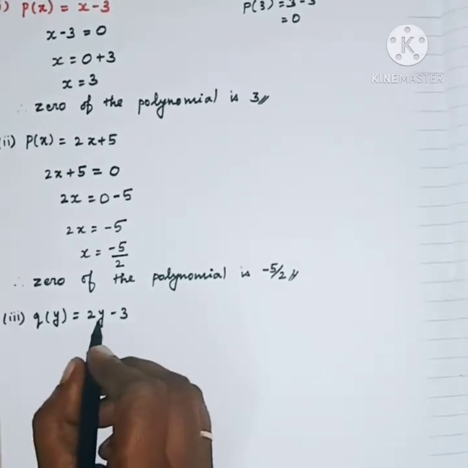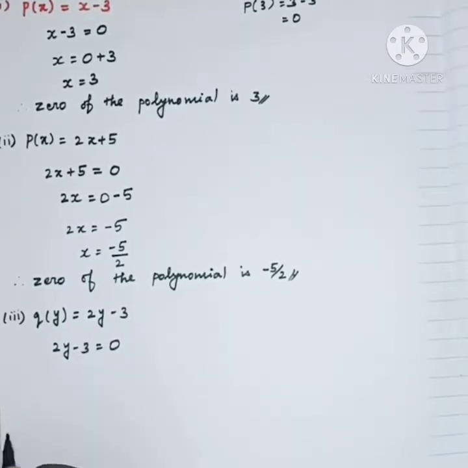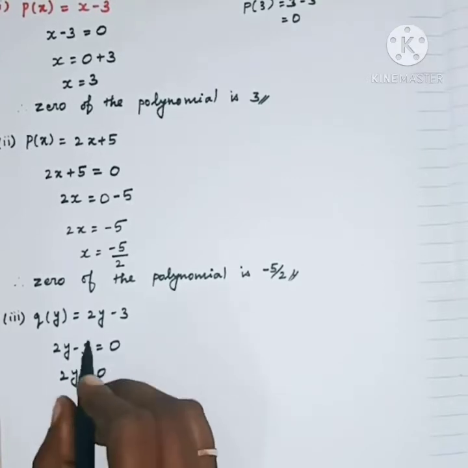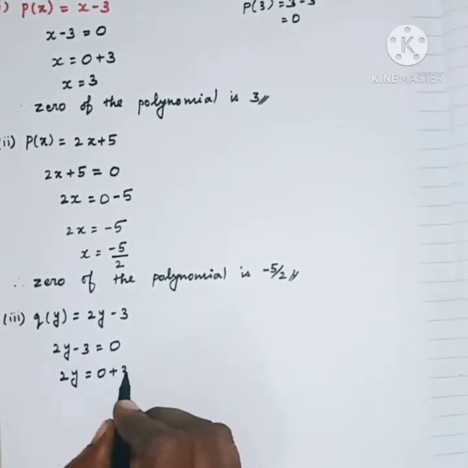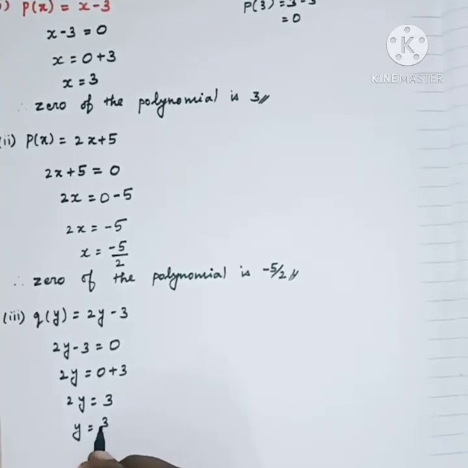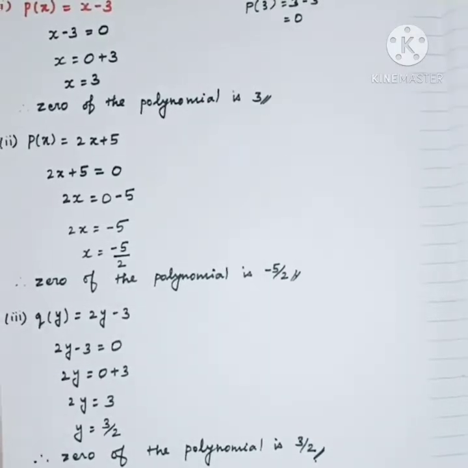Now take the right hand side value as equal to 0. 2y minus 3 equal to 0. From this we have to find the value of y. So 2y is equal to 0. Minus 3 will become plus 3 when it comes to the right hand side. So 2y is equal to 0 plus 3, which is 3. So y is equal to 3 by 2. Therefore, the zero of the polynomial is 3 by 2. This is the answer for the third subdivision.